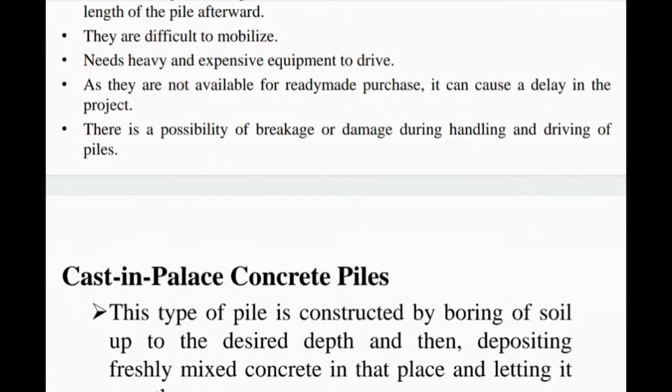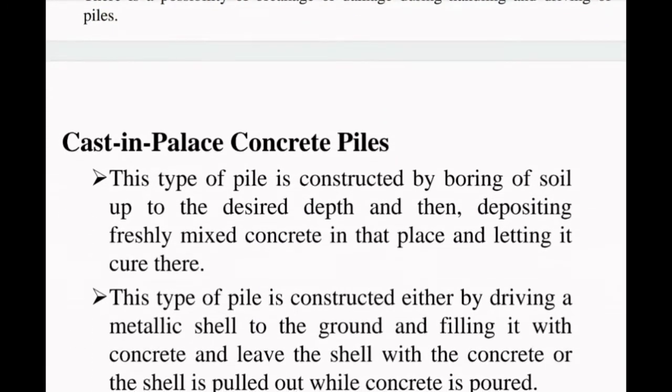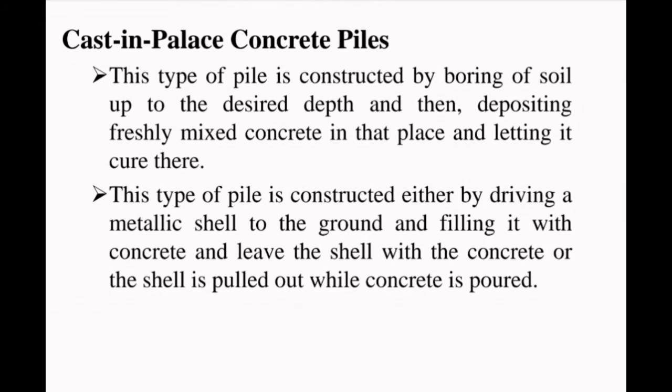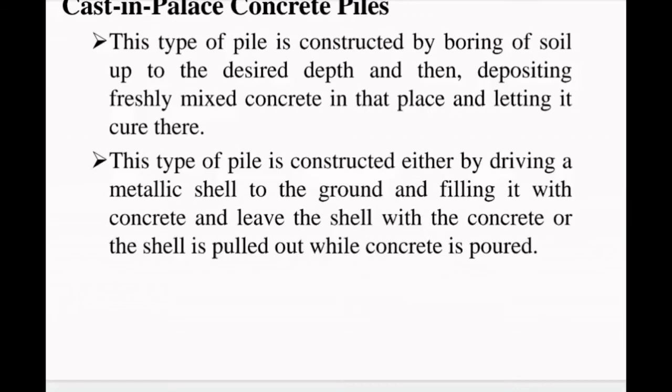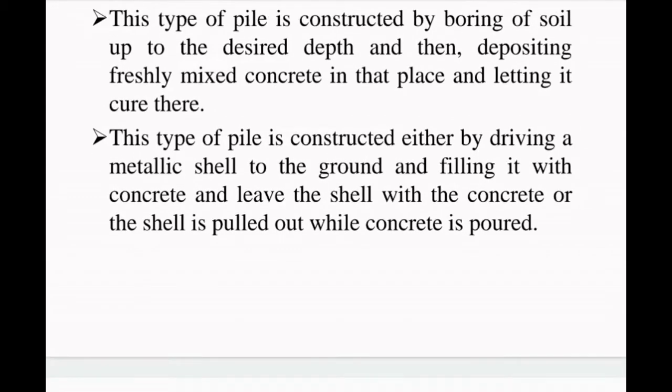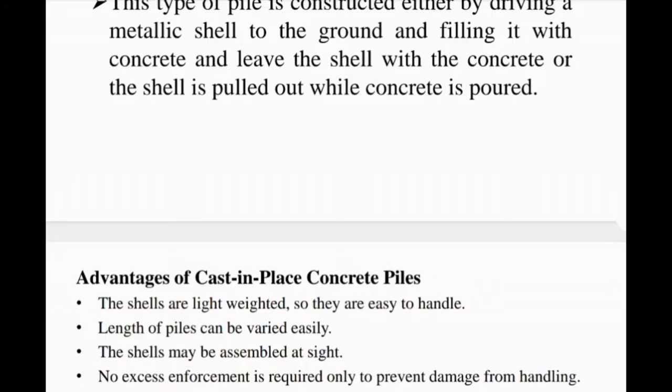Next, we are going to see about the cast in place concrete piles. This type of pile is constructed by boring the soil up to the desired depth and then depositing freshly mixed concrete in that place and letting it cure there. This type of pile is constructed either by driving a metallic shell into the ground and filling it with concrete, and you leave the shell with the concrete, or the shell is pulled out while the concrete is poured.